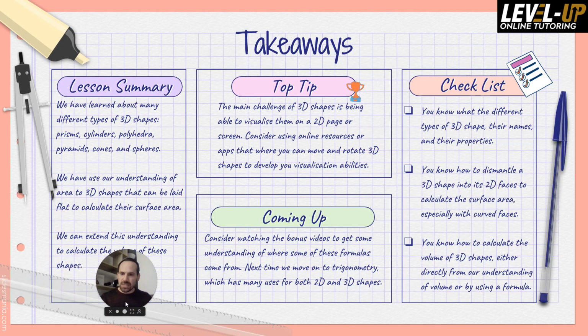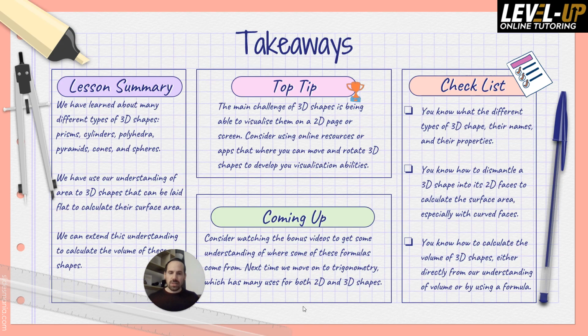So here we go. These are our takeaways for today's lesson. We've done everything we can do with three-dimensional shapes now, all the different types of shapes, calculating surface area and volume. So next time, I've mentioned a couple of times that we need a bit of trigonometry for this, a bit of trigonometry for that. So now we're going to actually move on to trigonometry, which can have uses in two-dimensional and three-dimensional shapes. It has uses in graphs and coordinates as well and things like that. Very important subject, trigonometry. So I'll see you next time for that.